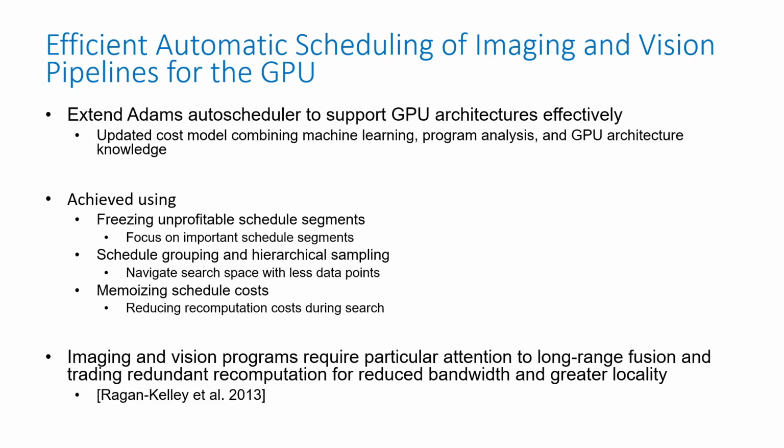Basically it's an improvement over Adams in the sense that it's able to support GPUs, but also there was another GPU Halide autoscheduler from Sioutas, and the compile time through these three strategies here is improved significantly. So it's improving over both Adams and Sioutas in that sense. And the author mentioned that image and vision programs require particular attention to long-range fusion and trading redundant recomputation and reducing the bandwidth and greater locality. That's a common theme of the triangle trade-off mentioned by Ragan-Kelley back in 2013.